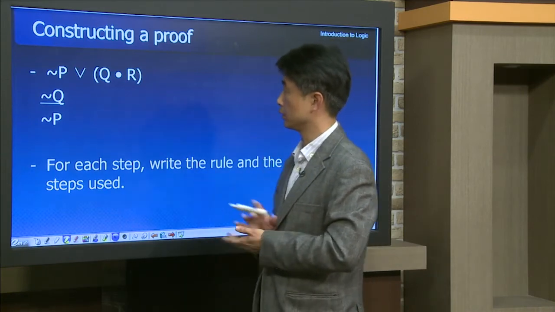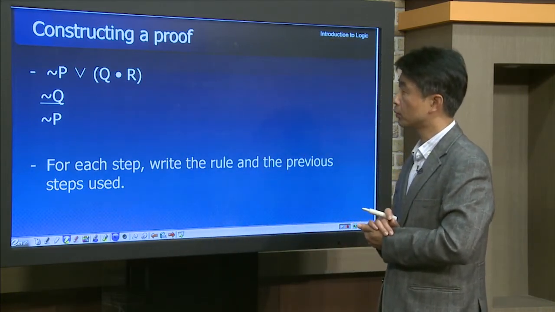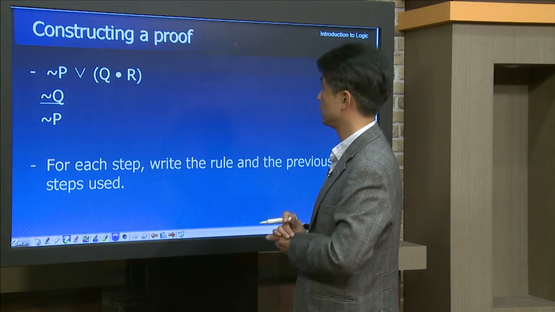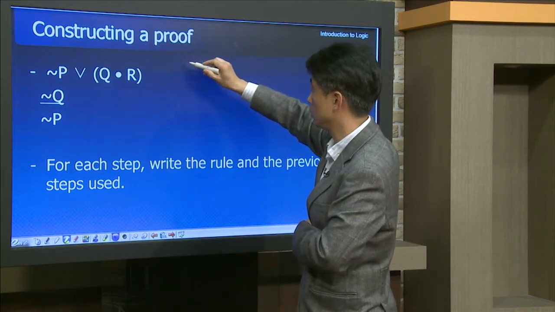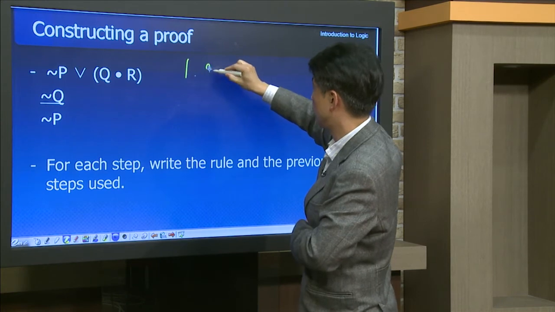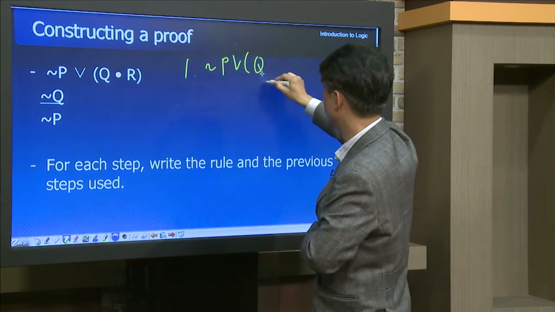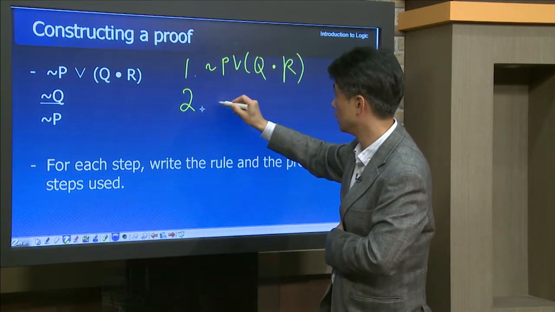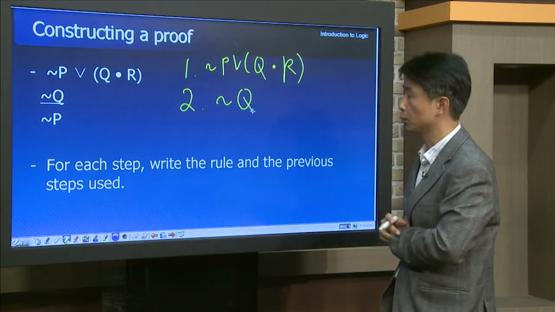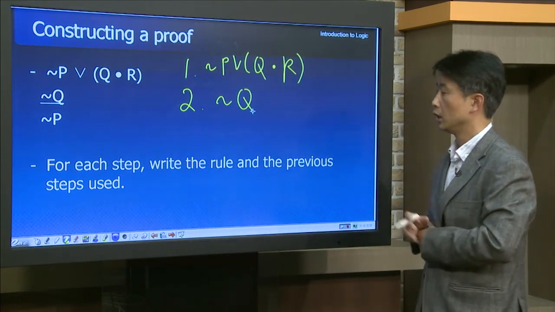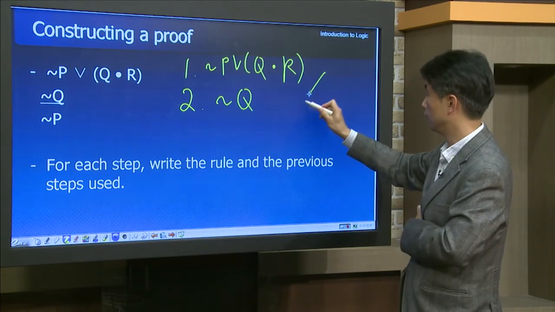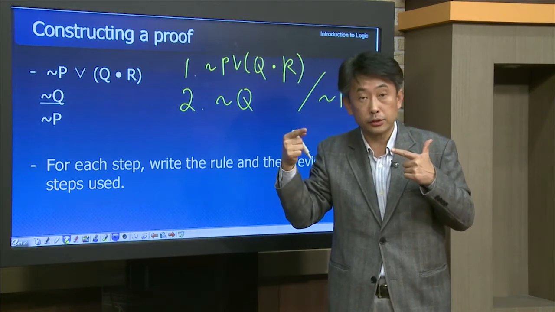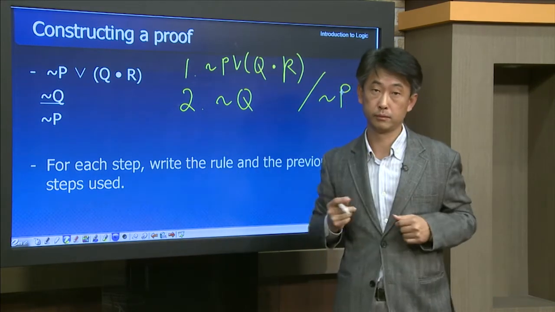Let's say here is an argument. In constructing a proof, you number the premises first. So what that means is you do this. One, first premise. Two, not Q. There are two premises. You write down the conclusion here to remind you that that's the final destination that I have to reach.